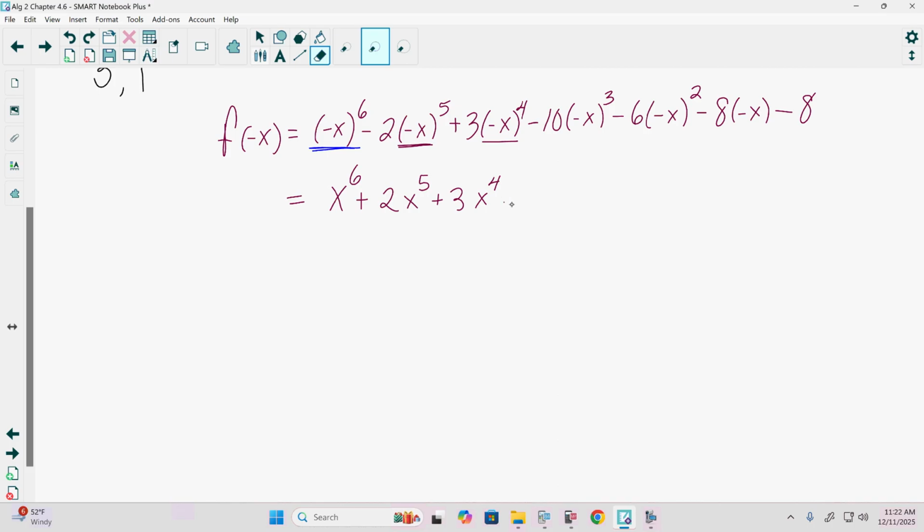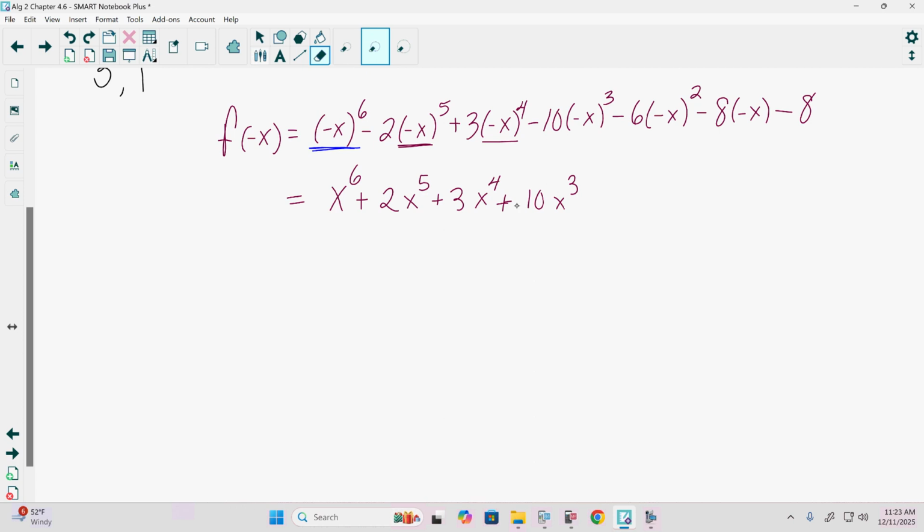Let's look at the next one. Negative x to the 3rd. Well, it's still going to be x to the 3rd, but that negative sign is still going to be there because of the odd power, making negative 3 times that negative plus 3. Are we starting to notice a pattern with this here? If that exponent is odd, the sign is changing. If the exponent's even, the sign stays the same.